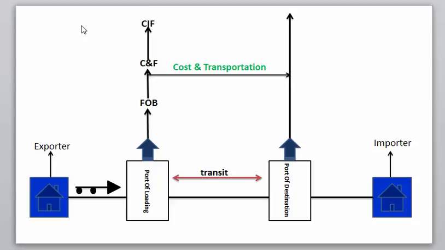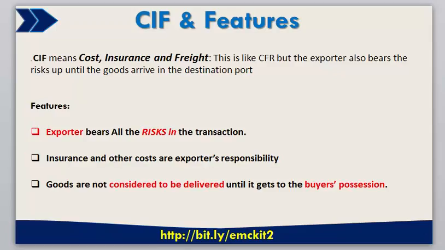CIF, like I told you, simply means cost, insurance, and freight. And your assignment as an exporter is that you bear all the risk. Everything is upon your shoulder. So you pay for the cost. When I say cost, you source for the product or you produce it from your factory. Taking it to the port of loading is part of the cost. Taking it to the port of destination is part of the cost.